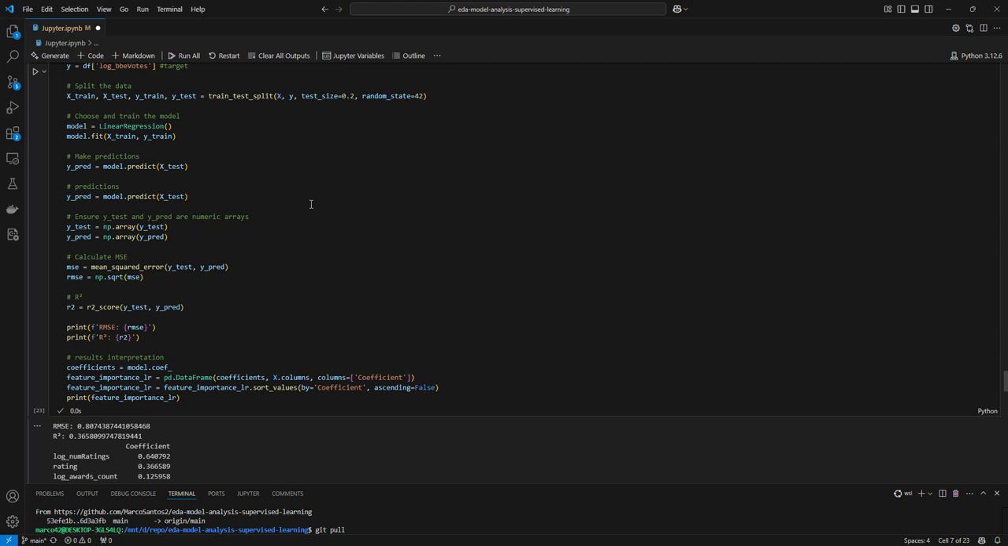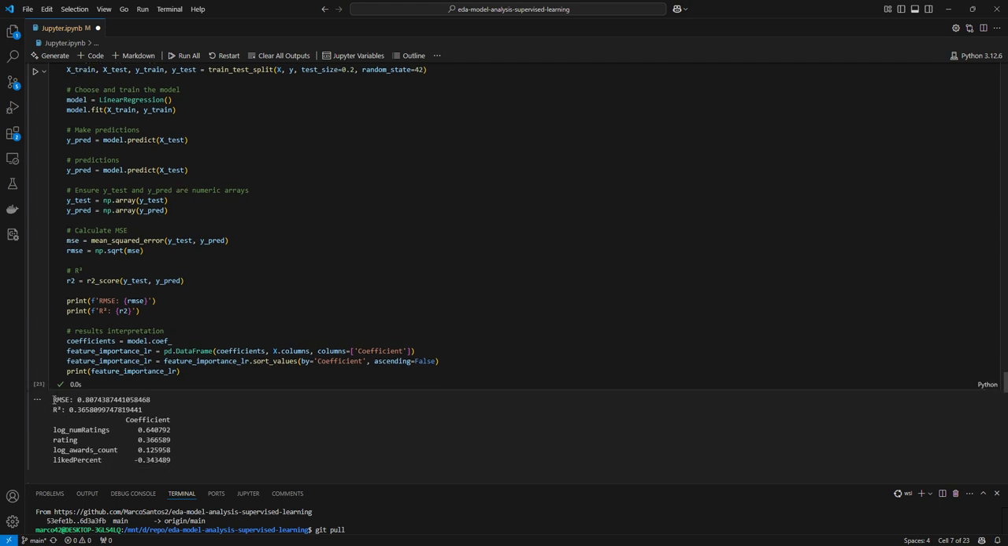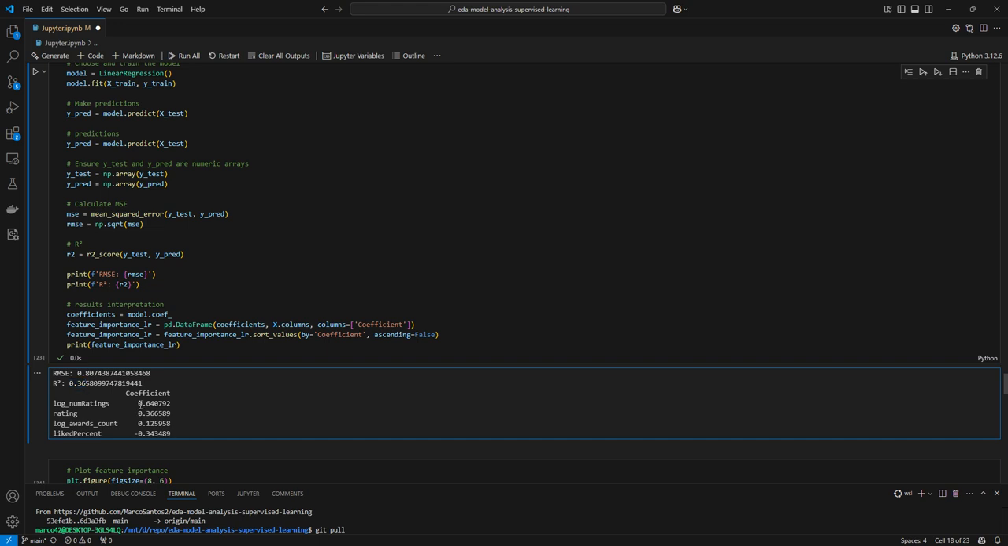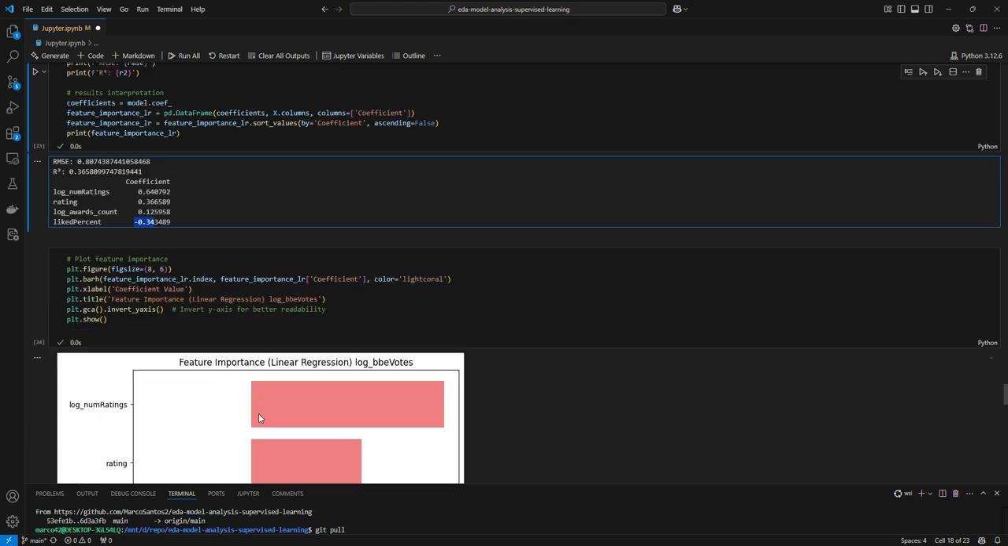So we can jump here to some of the results. You see the root mean square error is 0.8 and R-squared is 0.36. For the coefficients, you have 0.64 for log number of ratings, 0.36 for rating, 0.12 for award counts, and minus 0.34 for liked percent.